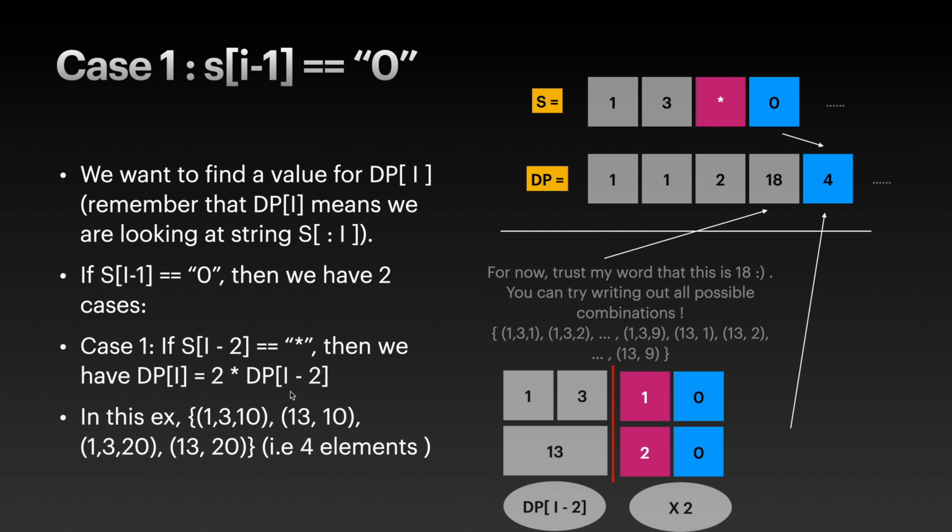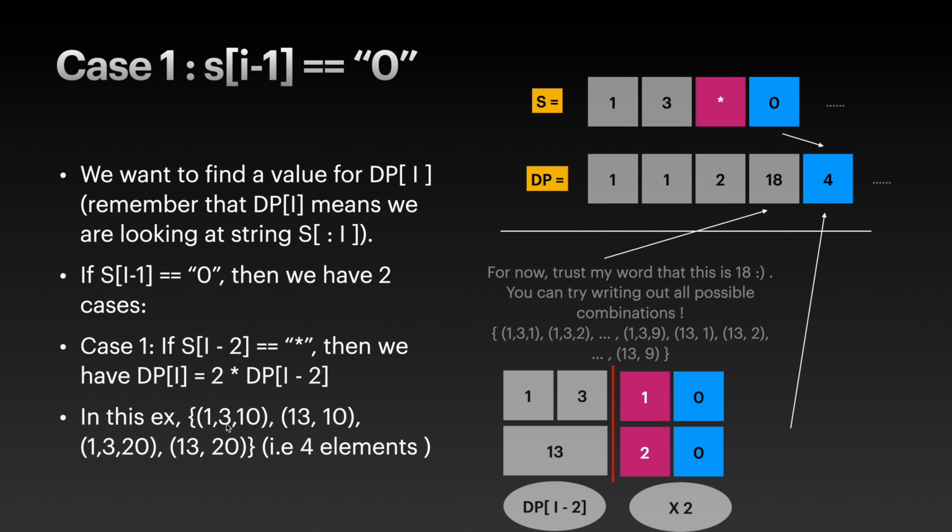Now this is the key. We are not looking at i minus 1, but i minus 2. Why do you think that's the case? Because this one is 0, and we cannot have 0 by itself. So we have to look at the previous element as a single entity. The only case we would have is that this one will be 1 or 2, then this becomes 10 or 20.